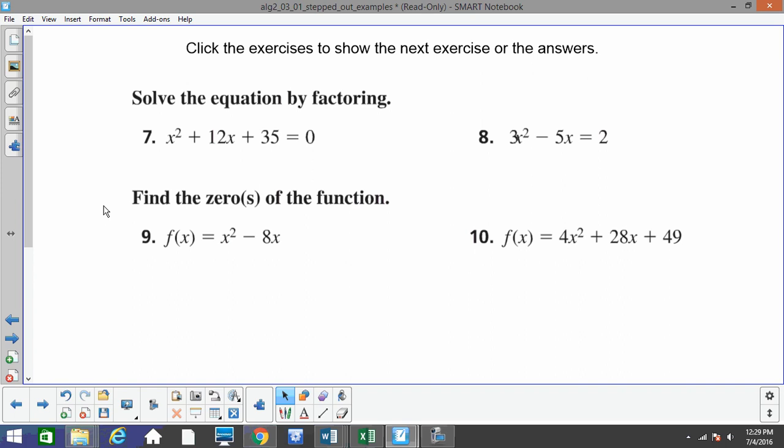So on this one, you have to solve by factoring. Two numbers that multiply to give you 35, add to give you 12. Here, you're going to have to subtract by 2. When you find the zeros of a function, that's saying what are your x-intercepts. Look for a GCF for number 9. All right, go for it.